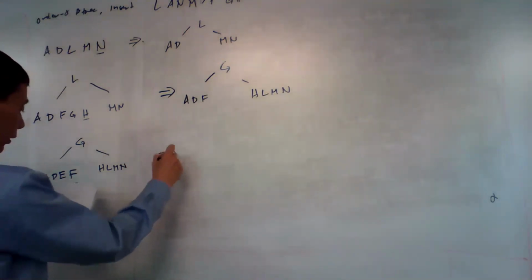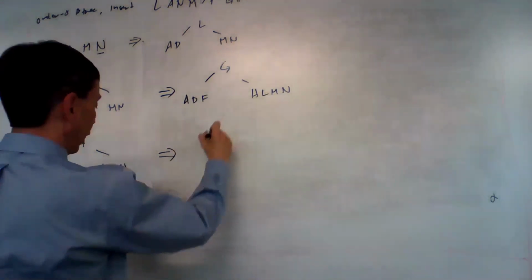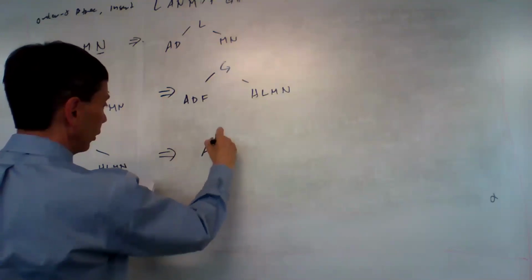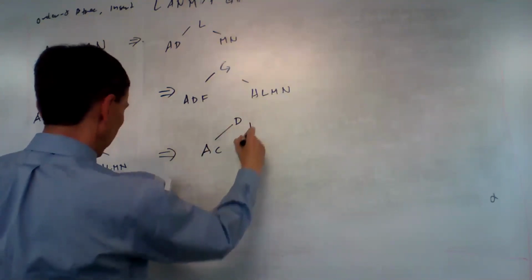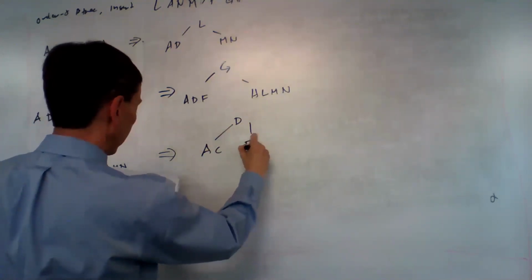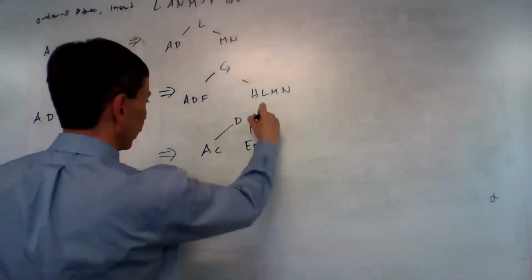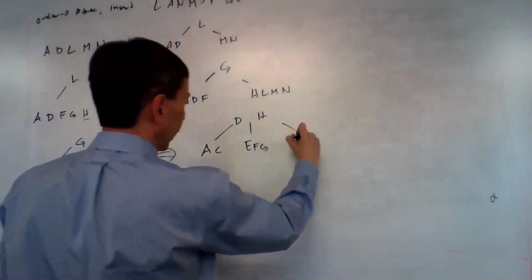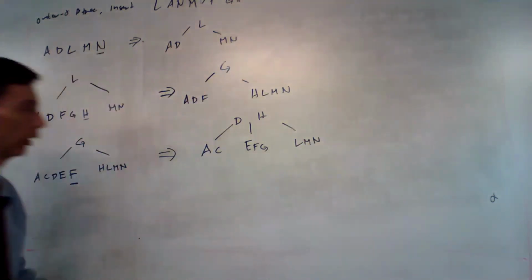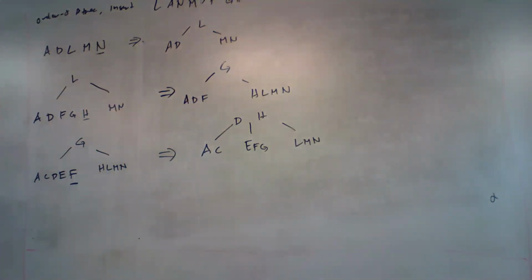So what we're going to get here is AC. We're going to promote D, then we're going to get EFG, we're going to promote H, and we're going to get LMN. Okay? So that's the second redistribution strategy I showed you. And so you can see that we've increased the number of nodes in our parent by 1. There's space to hold that. And we've done the best that we can to balance out how many keys we're putting in each of these 3 nodes that we created. Okay?